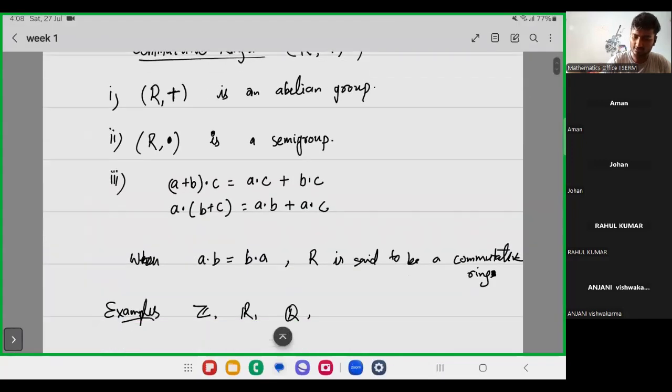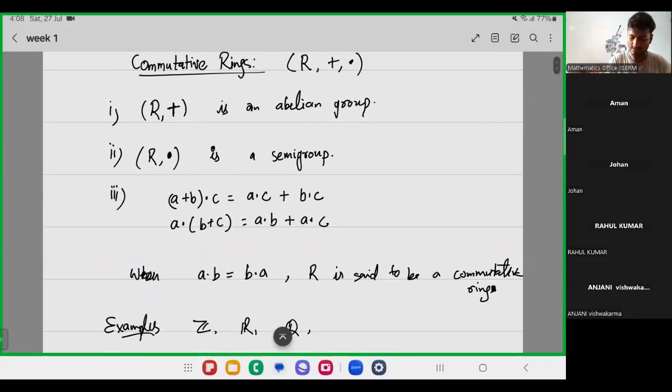Is it visible now? Someone reply, is it visible?